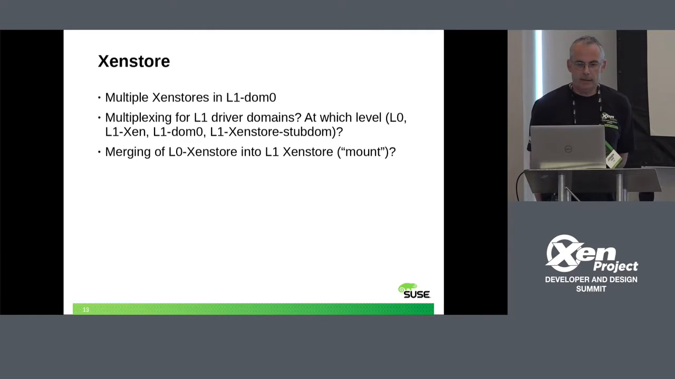The next topic is Xenstore. In level 1 DOM0, I would need to see 2 Xenstores, one local Xenstore. Level 1 DOM0 would use the backend information in the Xenstore and the local front end information to connect the backends to the front ends. But for accessing the level 0 PV devices, it would need the Xenstore from level 0, the front end entries.